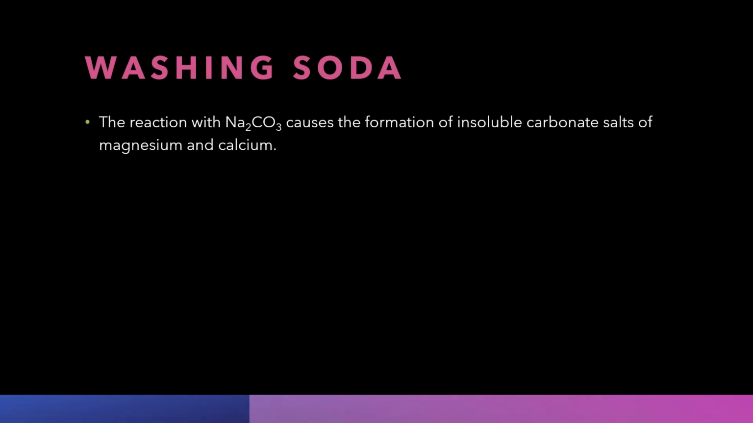How the hard water is converted to soft water is by the reaction of the sodium carbonate with the chloride salts of calcium and magnesium. It forms insoluble carbonate salts. Once it is insoluble, children, it will settle down at the bottom. So see this reaction: magnesium chloride reacts with sodium carbonate, forms insoluble magnesium carbonate and sodium chloride. Hence the hardness of the water is removed.